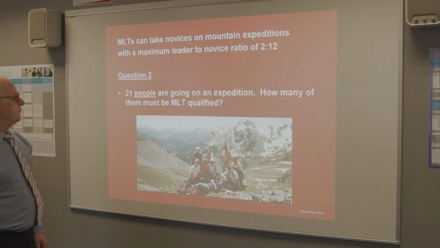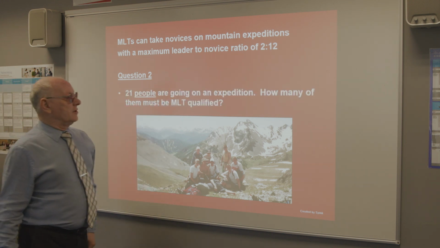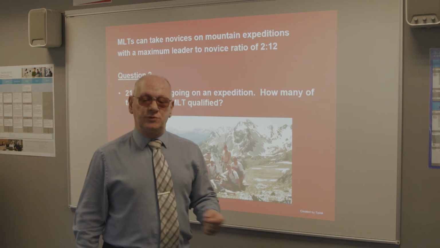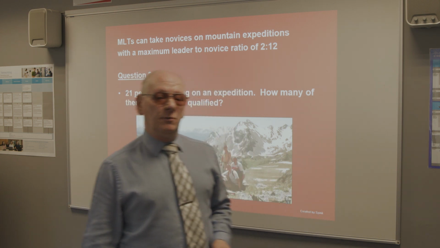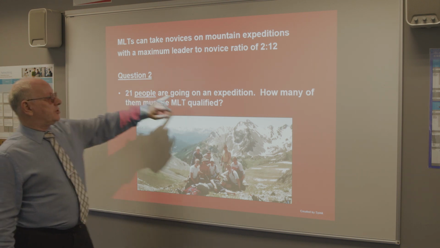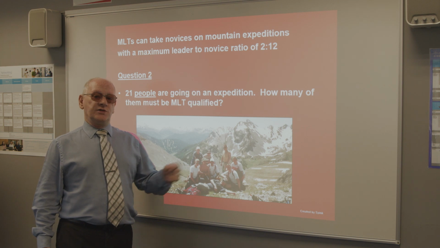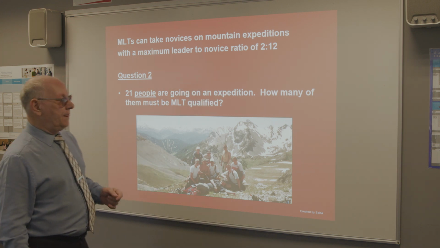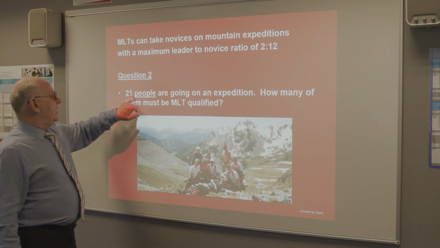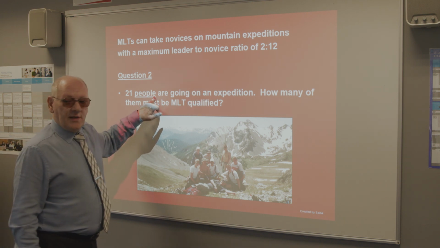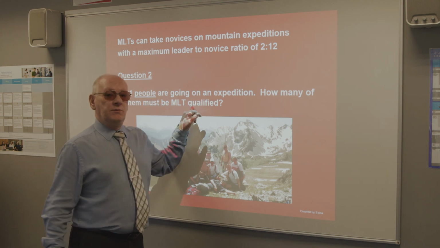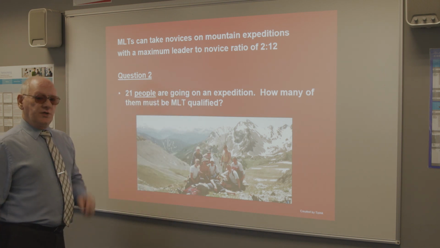Question 2. 21 people are going on an expedition. How many of them must be MLT qualified? What's the difference between those two questions? Number 1 tells you how many trainees are going, 24. And the question is, how many MLTs do you need? And the answer was 4. This question is telling you how many people are going all together, including the MLTs. And they want to know how many MLTs will be going. That's the subtle difference between the questions.